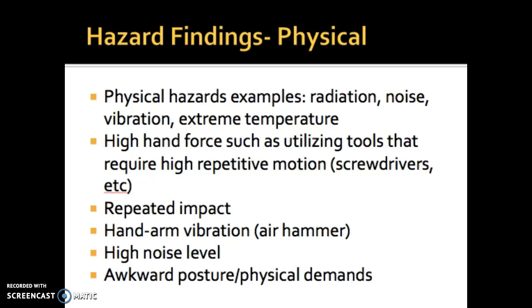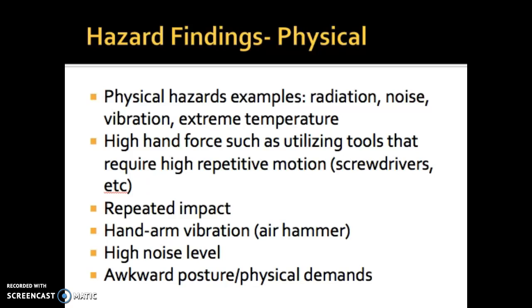We performed a site analysis last month in order to identify any risk factors and the overall degree of hazard level. There we found several chemical, physical, and psychological hazards in the machine shop. Physical hazard examples include radiation, noise, vibration, and extreme temperatures.